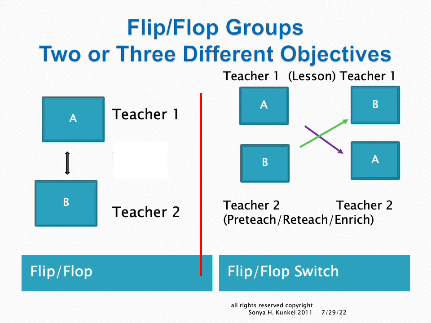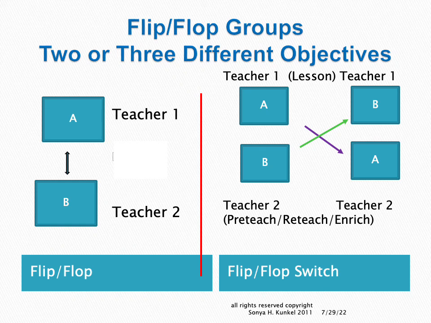On the right-hand side, you see flip-flop switch. For flip-flop switch, what you do is you take your assessment information and you group students into two groups: students that are ready for the next lesson and students that need more work to support their entry into the next lesson. Then one teacher pre-teaches the lesson, providing skills and strategies to help the student access the curriculum, while the other teacher teaches the lesson. And then halfway through, the groups switch.